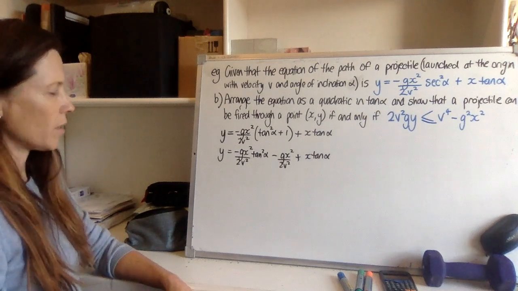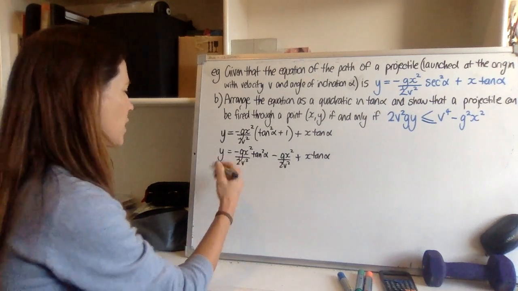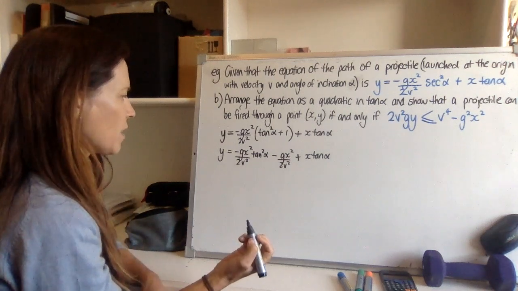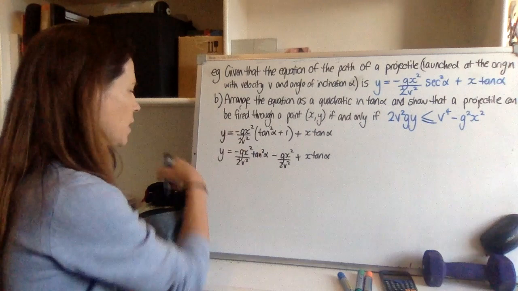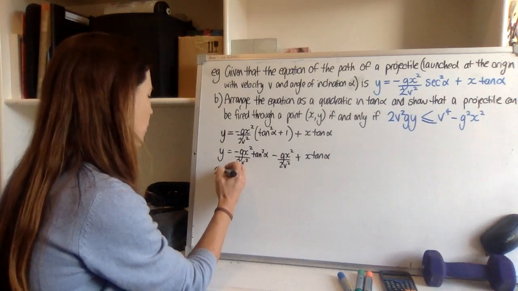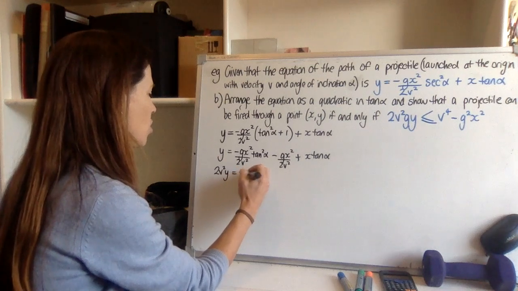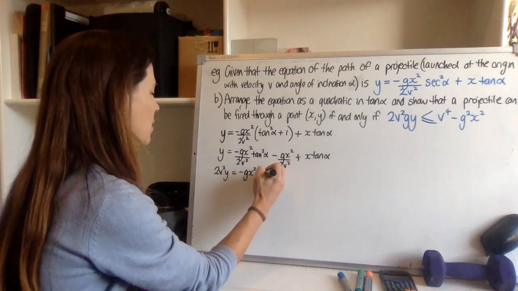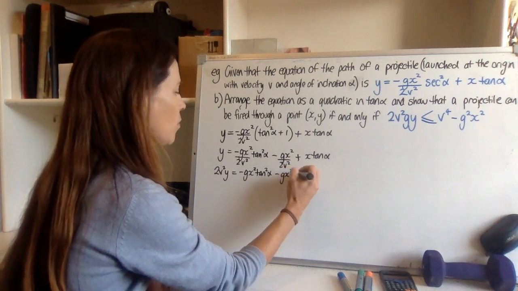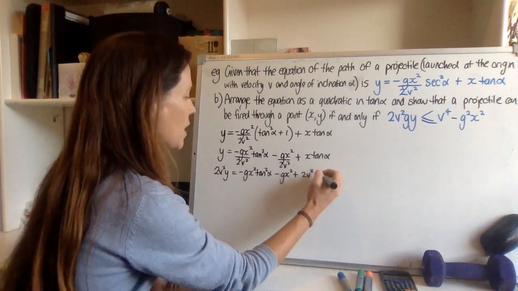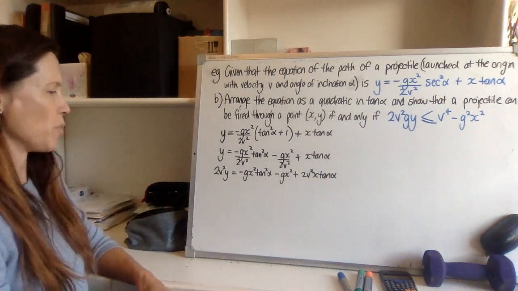Okay, next let's get rid of fractions. So we'll multiply all of the terms by 2v squared. And we want to get everything onto the same side, I suppose, as well. So let's just do one thing at a time. We've got 2v squared y is equal to minus gx squared tan squared alpha minus gx squared plus 2v squared x tan alpha. Bit of a mouthful, but we're getting there.